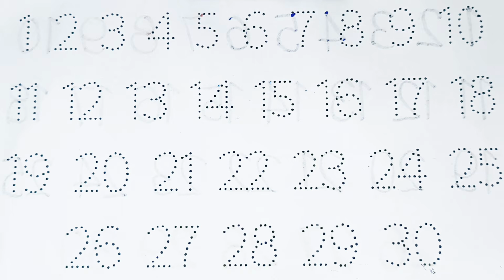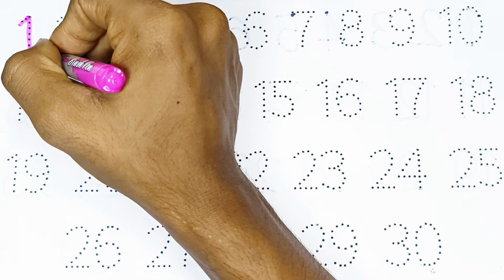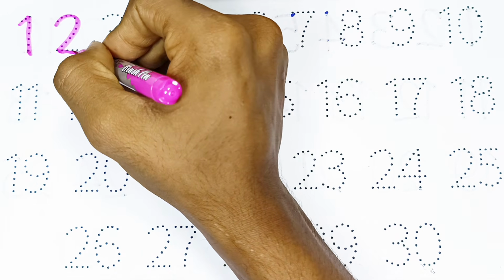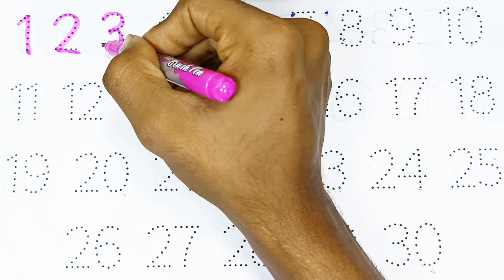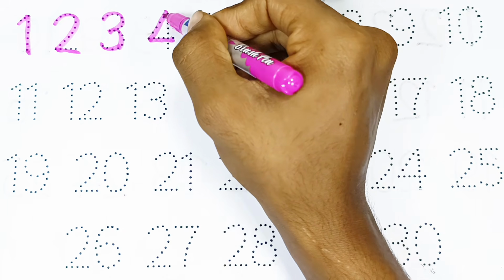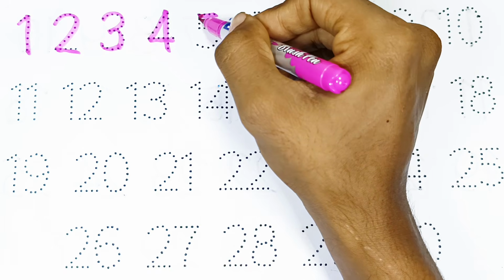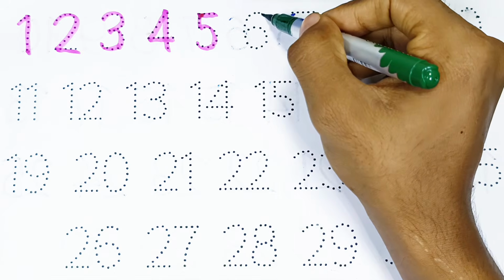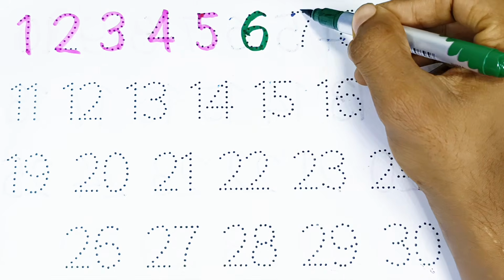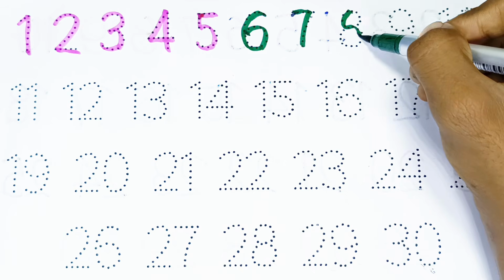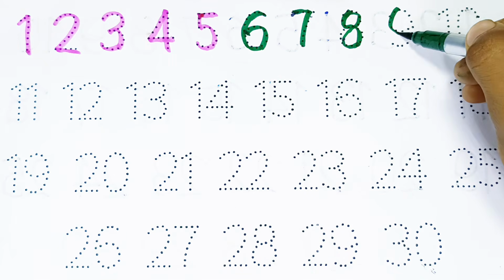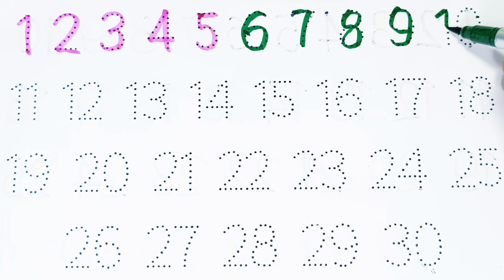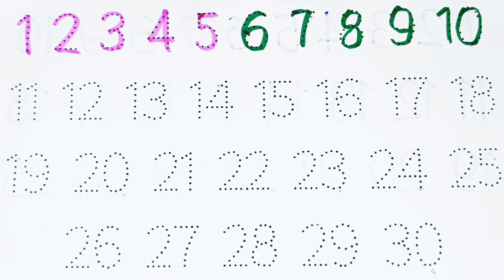So kids, now you draw 1, 2, 3, 4, 5. Kids, now you draw 6. The numbers of 6, 7, 8, 9, and 10.